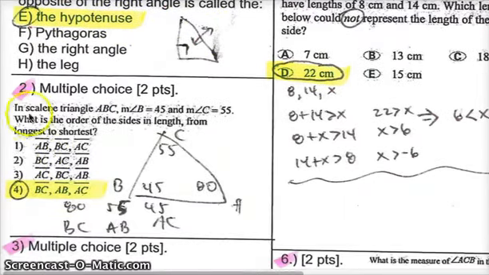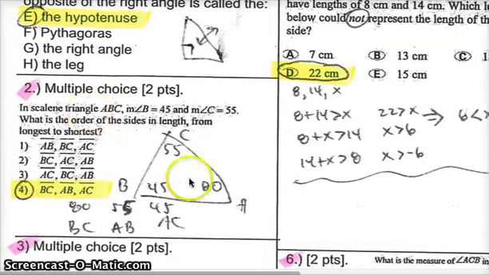Question number 2, multiple choice. In scalene triangle ABC, so I have no triangles, so draw one, ABC. The measure of angle B is 45. The measure of angle C is 55. What is the order of the sides in length from longest to shortest?